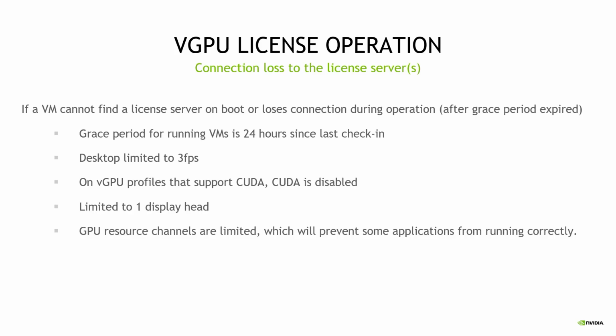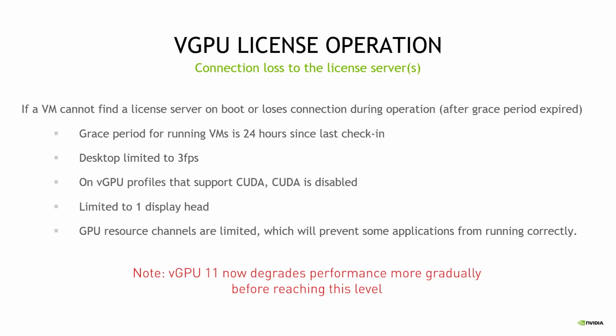So, just to finish off our little section about licensing server, I just want to point out what happens to a virtual machine if the license server becomes unavailable. If a virtual machine loses connection to the license server during operation, there is a grace period. This grace period is typically 24 hours since it last checked for a license. After that period is finished, the desktop is limited to 3 frames a second.